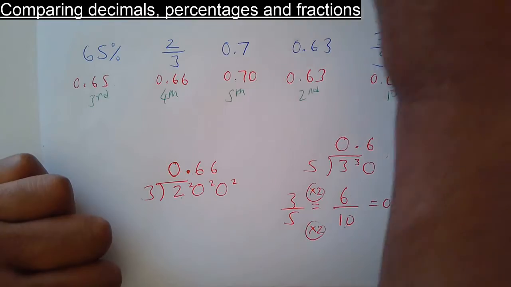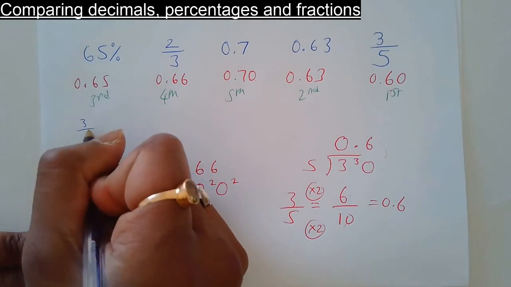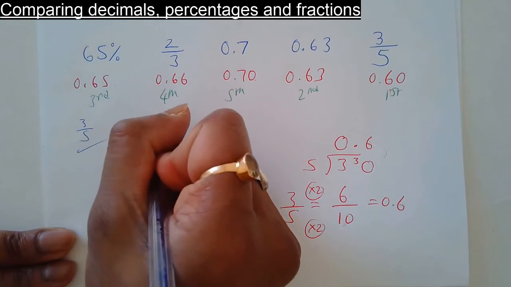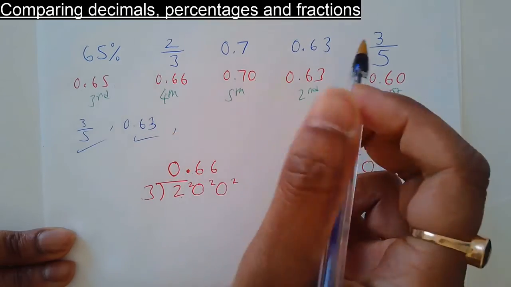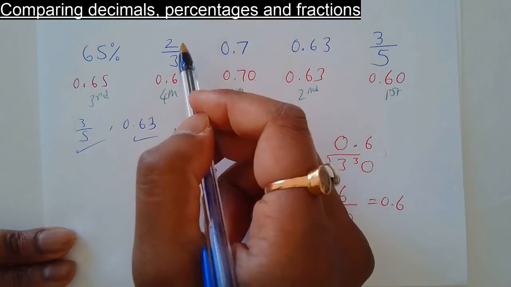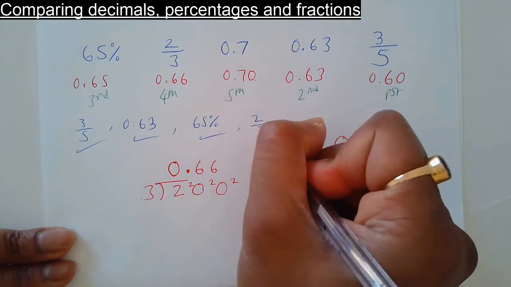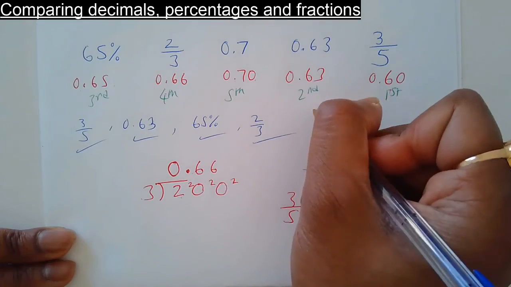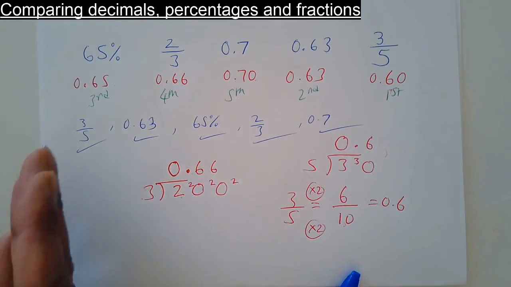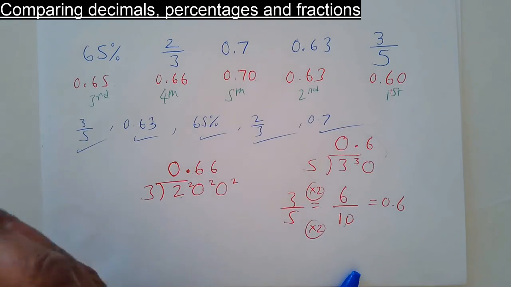So if you want to write them out smallest to biggest, first one is 3/5. Second one, 0.63. And we got 2/3 and 0.7. So now these have been put in ascending order, in numerical order, smallest to biggest.